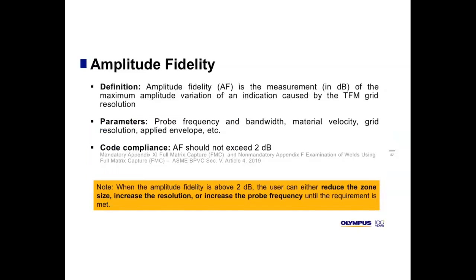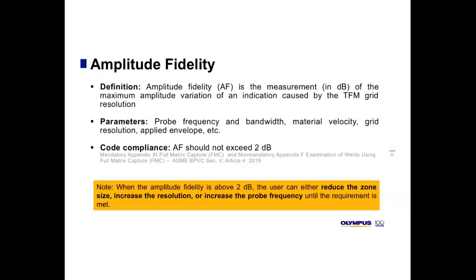Another concept in the TFM that is a little bit different from phased array is the amplitude fidelity. This is a new concept actually. Amplitude fidelity is the measurement in dB of the maximum amplitude variation of an indication caused by the TFM grid resolution. And the parameters that influence the amplitude fidelity are probe frequency and bandwidth, material velocity, grid resolution, and the applied envelope. Of course, there are other different parameters.